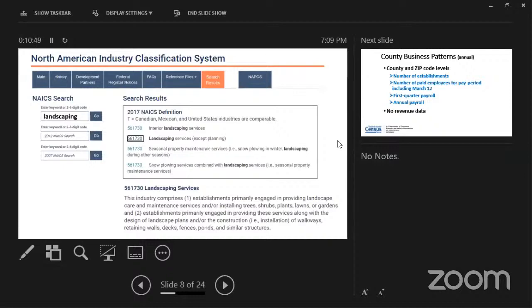There's more than that on the screen, but this is just the top part of it. It'll give you the cross references of different things about landscaping, everything you want to know. So if you ever want to look up how your business fits, what's your NAICS code, here's the place to do it.